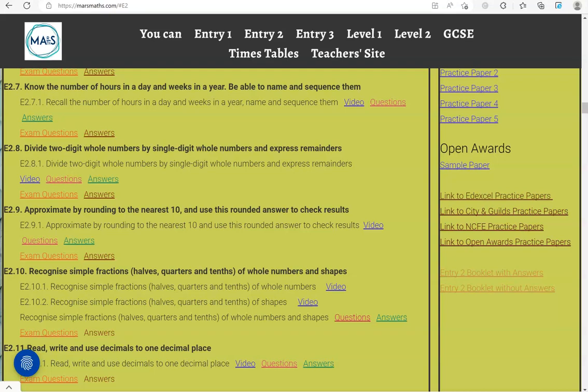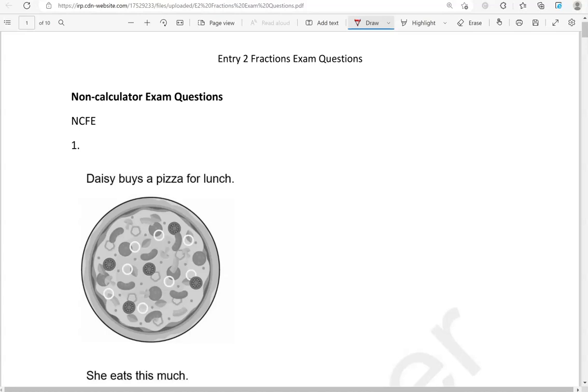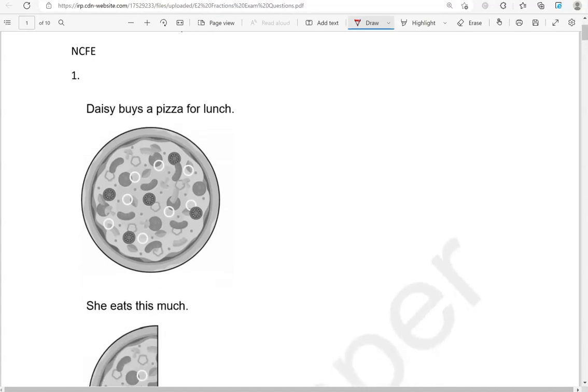In this video, we'll go through exam questions that cover the criteria: recognize simple fractions, halves, quarters, and tenths of whole numbers and shapes. You can locate the questions on the mathsmath.com website under Entry 2. The questions come from different exam boards. We'll start with the non-calculated questions and then we'll move to the calculated questions. Here is the first one.